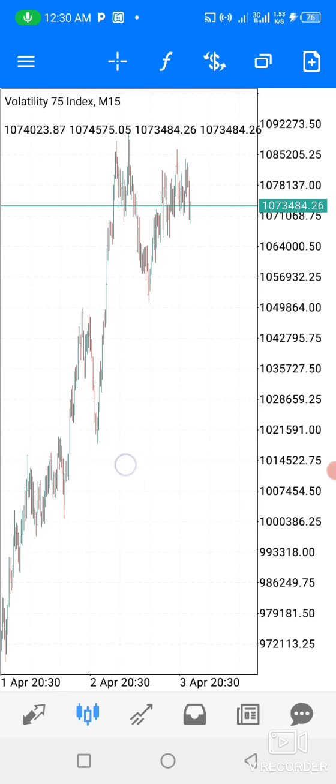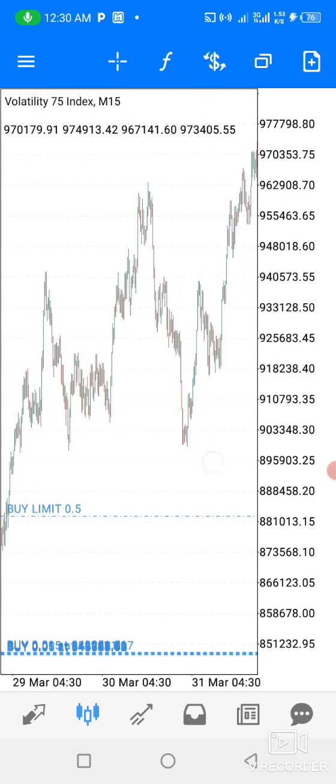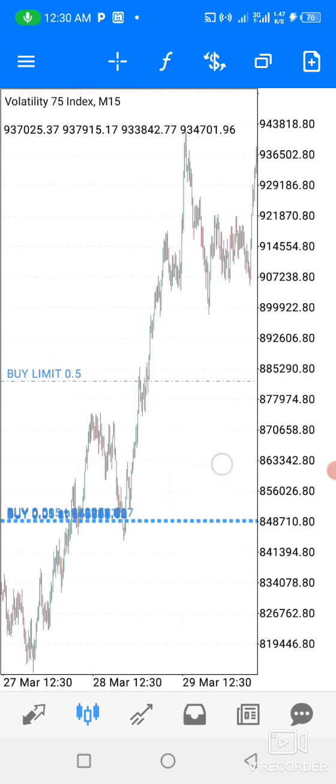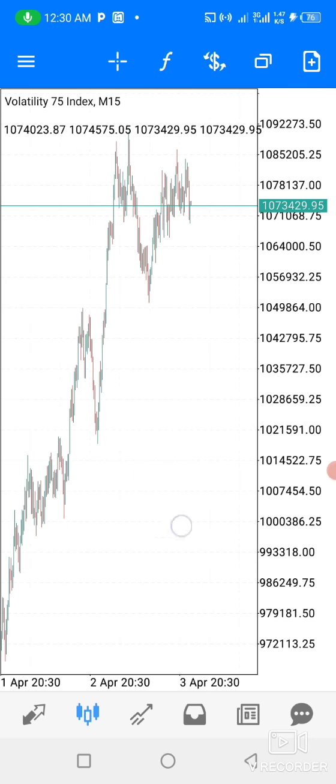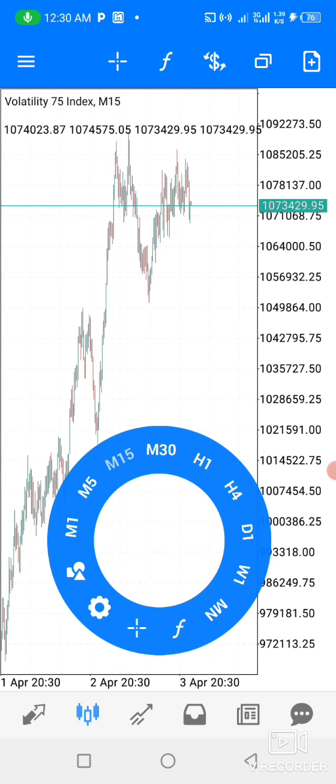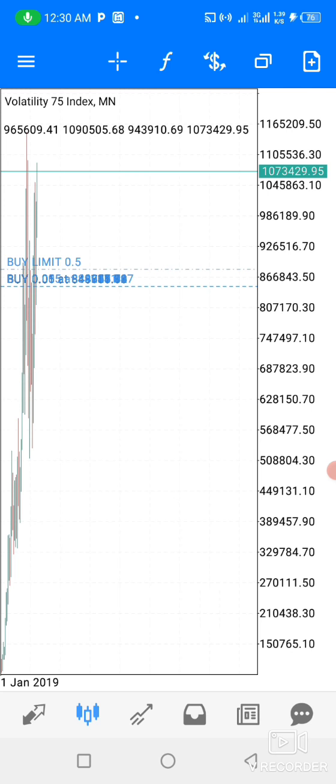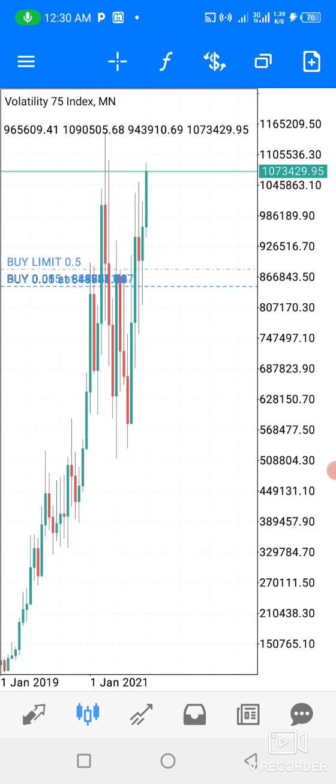I don't know why people are still losing in this type of market. This is a market that can make you rich, but people are losing. And that's why I'm always looking at a way to help you people. See, go to the month. Go to the month. When you go to the month, what do you discover here?